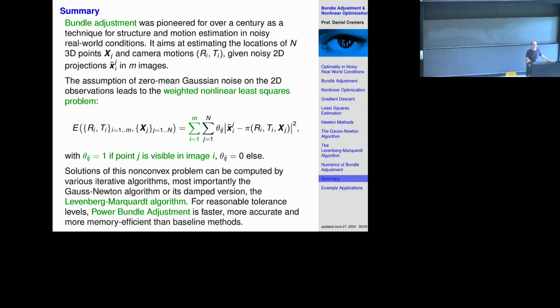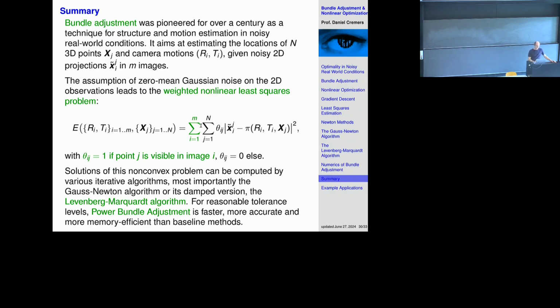Okay, welcome everyone to class, Multi-View Geometry. This is Chapter 7, Bundle Adjustment and Nonlinear Optimization. And the aim was to tell you how you can jointly estimate camera motion and 3D structure from a set of points observed in a set of images.